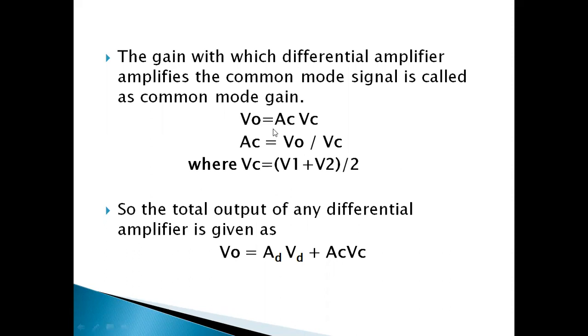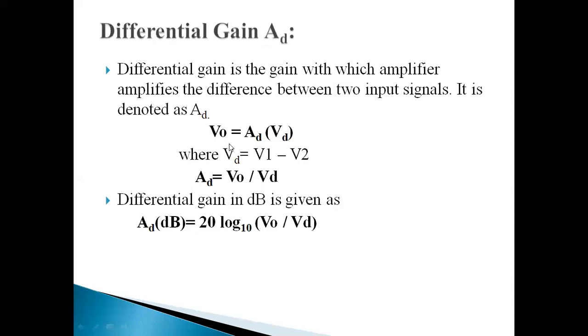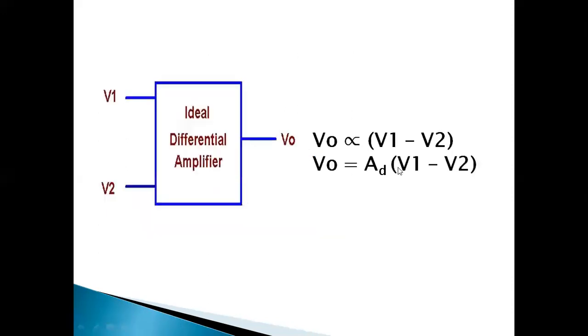Okay, so normally it is V0 is proportional to V1 plus V2 by 2. So from this equation, V0 is proportional to V1 minus V2. That means it amplifies the difference of two input signals. This is the ideal case. But in practical, it also amplifies the average of those two input signals. So that means V0 is proportional to V1 plus V2 by 2 also. Okay. And the proportionality constant here, we are representing it as AD.